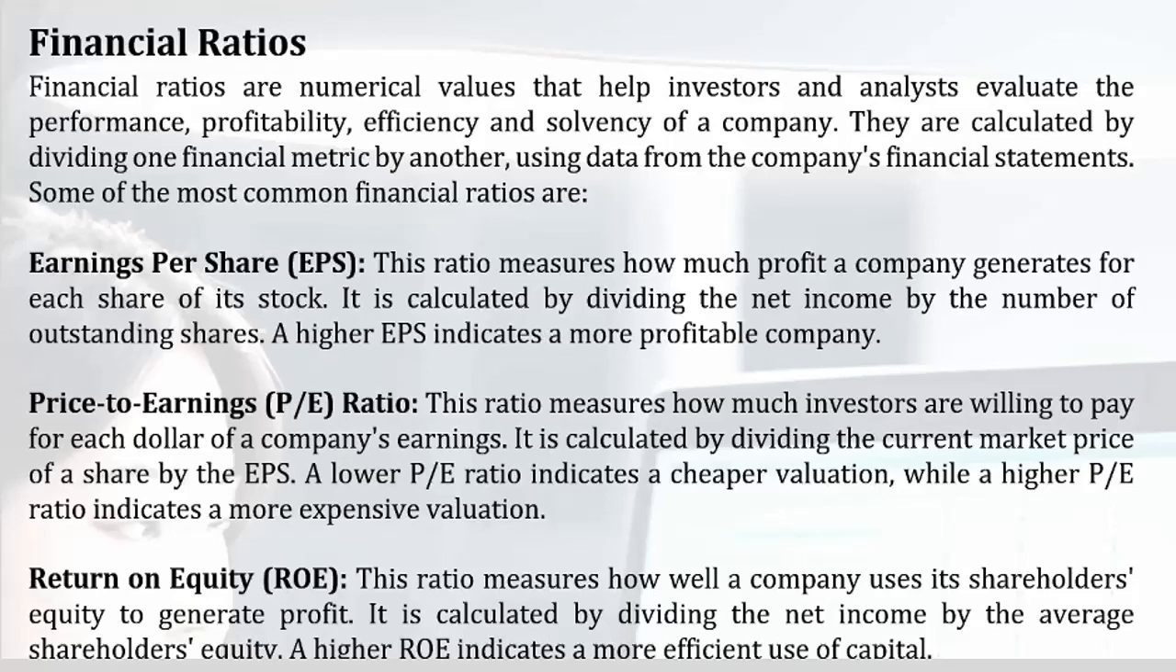Price to earnings, P/E ratio. This ratio measures how much investors are willing to pay for each dollar of a company's earnings. It is calculated by dividing the current market price of a share by the EPS. A lower P/E ratio indicates a cheaper valuation, while a higher P/E ratio indicates a more expensive valuation.